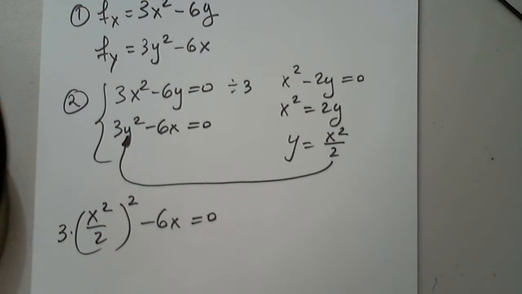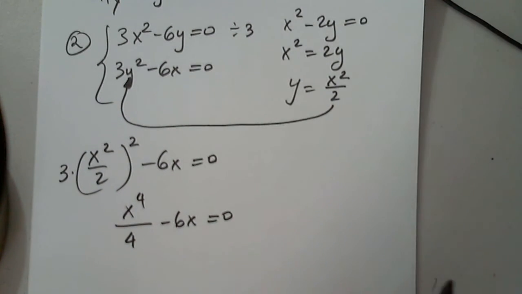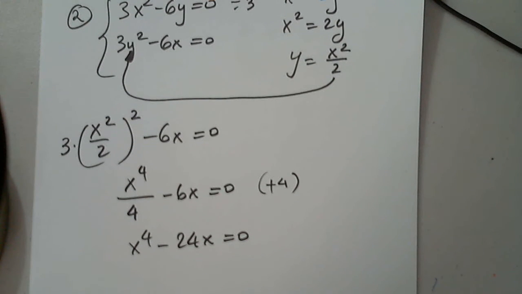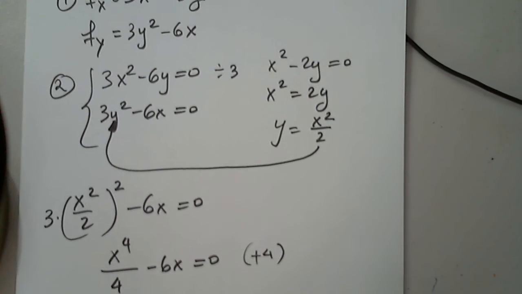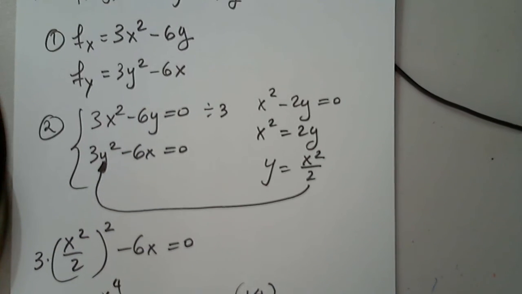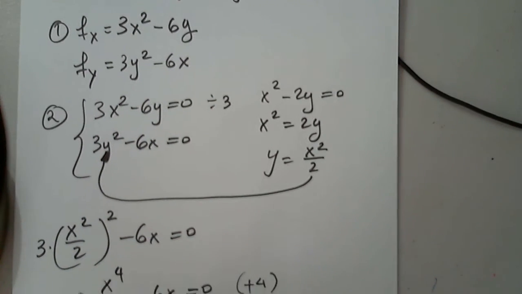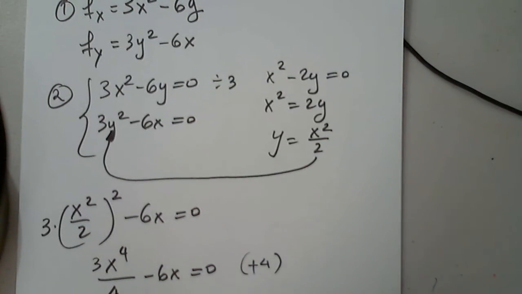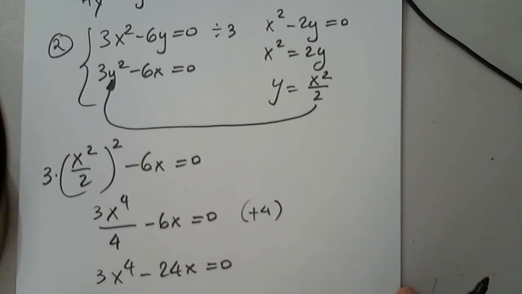Okay, next. I have x to the 4th divided by 4 minus 6x equals 0. I multiply both sides by 4. I have x to the 4th minus 24x equals 0. Professor, did I do something? I forgot the 3. Yes, yes. Thank you. Why did I forget the 3? Sorry. No reason. Thank you so much.